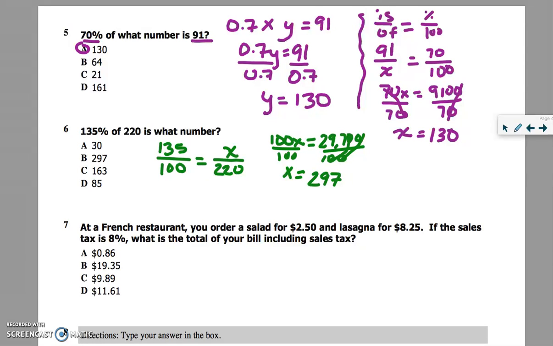The reason being is because 297 is the only answer that would give us something larger than the 220. 135% is obviously more than 100% of 220. But that takes practice, guys. So let's continue.